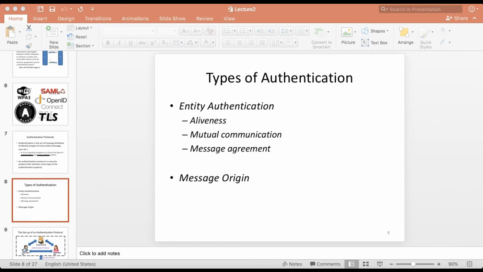However, there is also something we call message origin, and the idea of message origin is more related to the data that we're receiving, the information, the messages that we're getting from somewhere. Basically, it's a property more relevant to the data or messages rather than being a property of the person or the system that we are talking with.